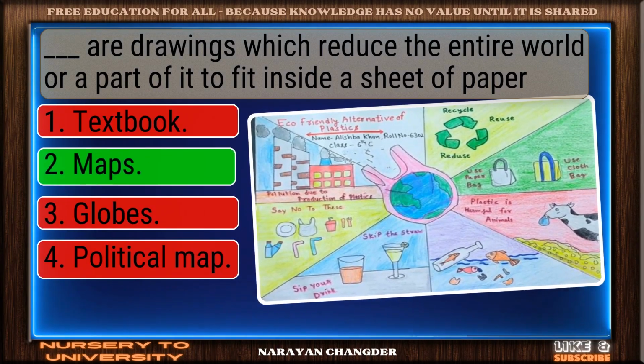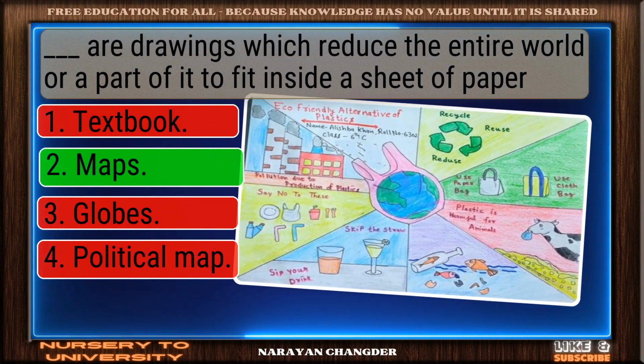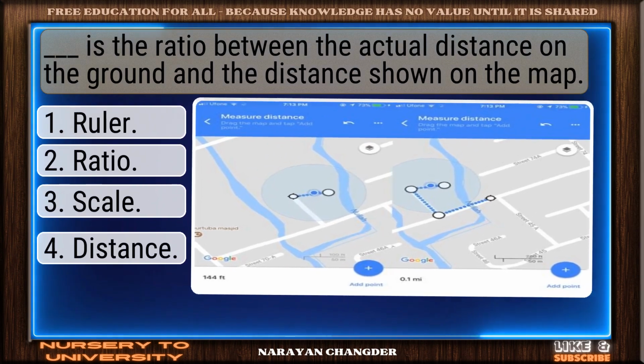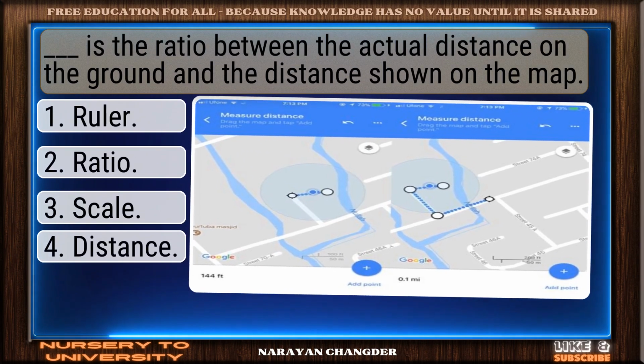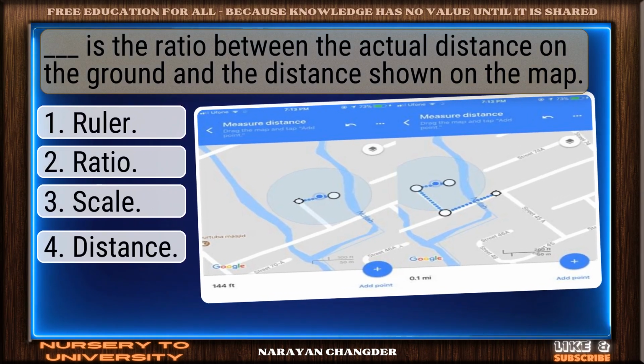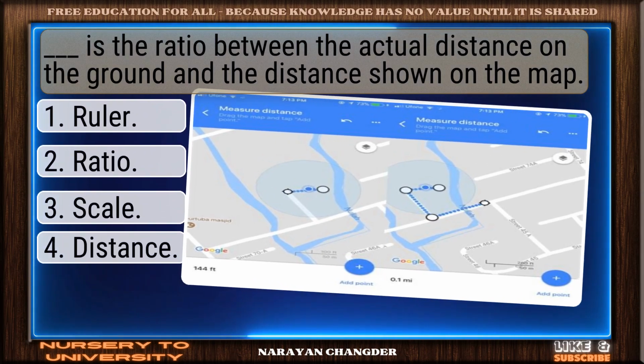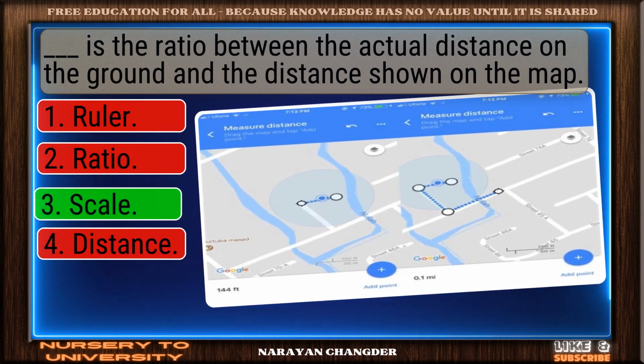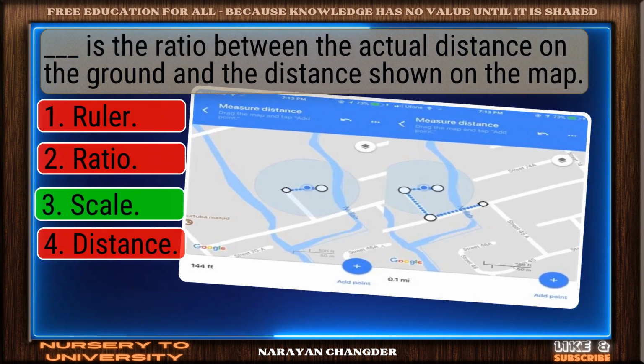Clear logic. Your choice maps is sound and 100% true. Scale is the ratio between the actual distance on the ground and the distance shown on the map. You chose scale, and it is correct.